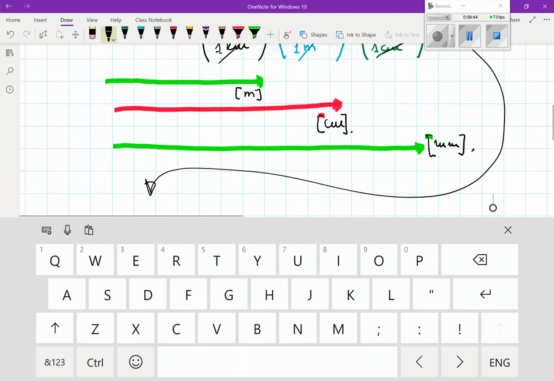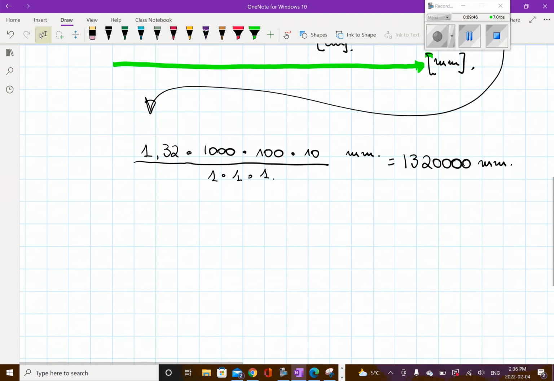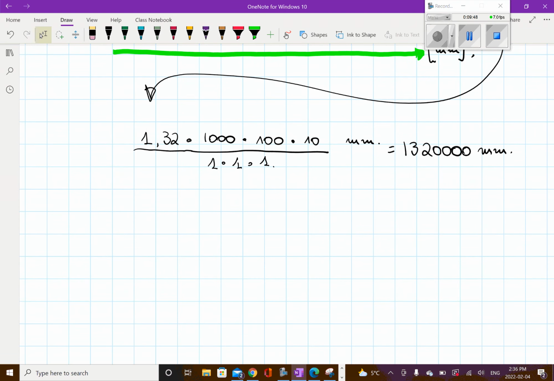And to express it in the correct significant digits, what we will do is move the decimal point 1, 2, 3, 4, 5, 6 places. So this will be the same as saying 1.32 times 10 to the power of 6 millimeters.